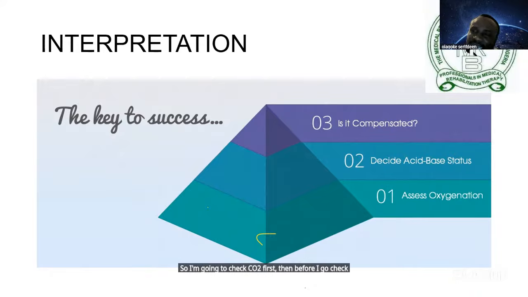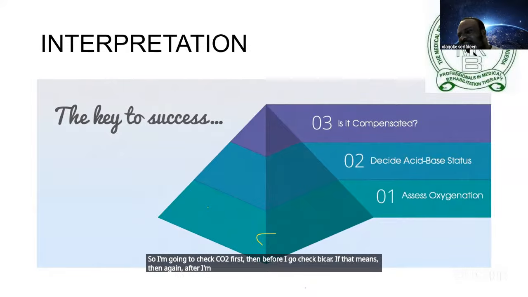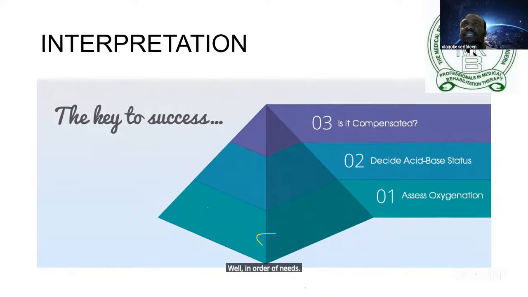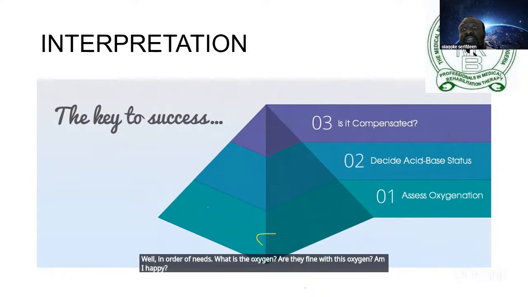If that makes sense, then after I'm done with all of those things, if I'm happy with all of those things, I can then start thinking, is it compensated? Is it not compensated? Is it this? But in order of needs, what is their oxygen? Are they fine with this oxygen? Am I happy? I'm not happy with this oxygen.